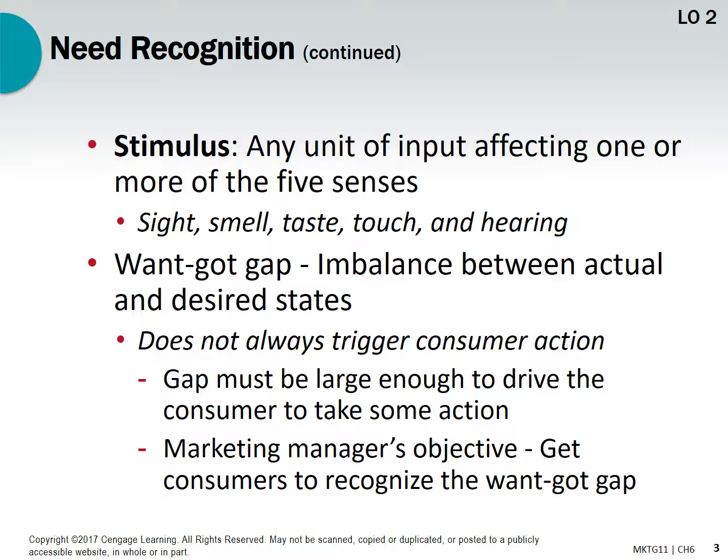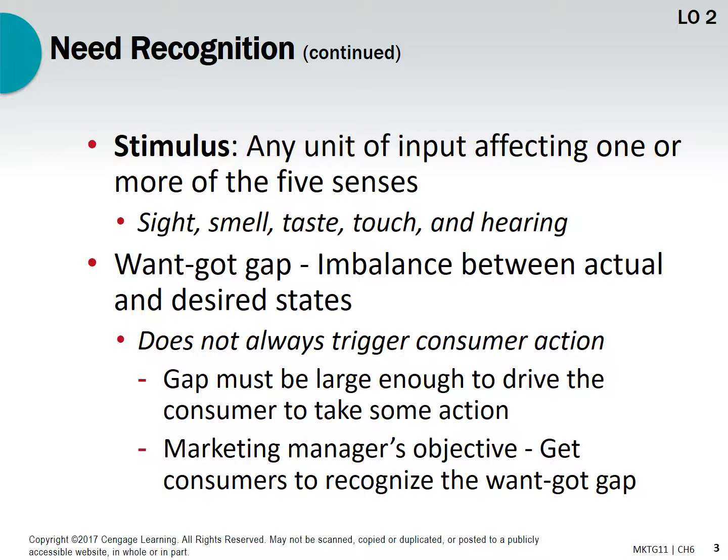Need recognition is triggered when a consumer is exposed to either internal or external stimuli, which is any unit of input affecting one or more of the five senses: sight, smell, taste, touch, and hearing. The internal stimuli are occurrences you experience, such as hunger or thirst. External stimuli are influenced from outside sources, which can include YouTube or Google.